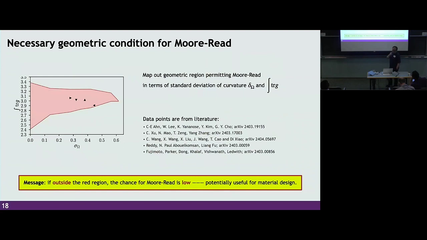We argue that the red regime we obtained is the widest regime for the Moore-Read state. Indeed, the red regime bounds the data in the literature that reported the Moore-Read state pretty well. These data are available in this reference, and many of them are motivated by twisted MoTe2 material. So we think that this red regime is a useful guidance for material design. If, for example, the active band of your material has geometric properties outside the red regime, then the likelihood of obtaining the Moore-Read state is pretty low. You can also see that the Moore-Read state is a very fragile and weak topological state.